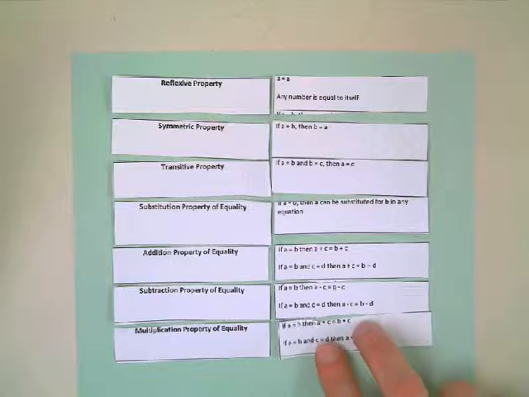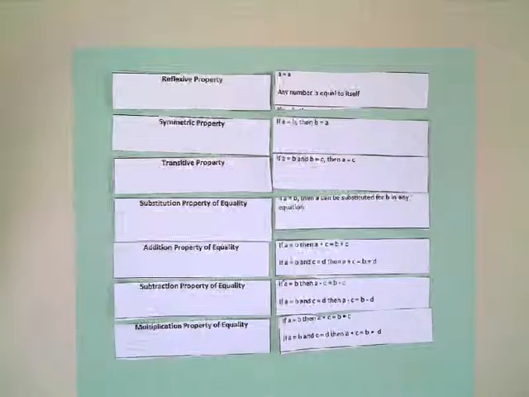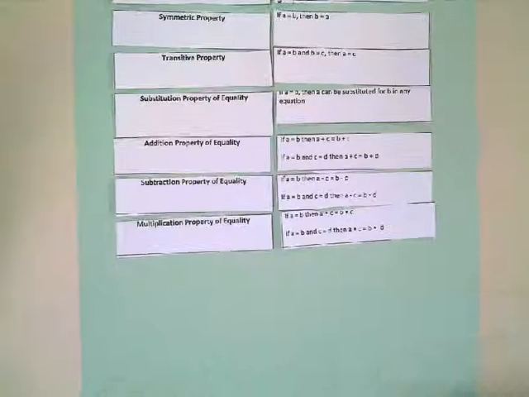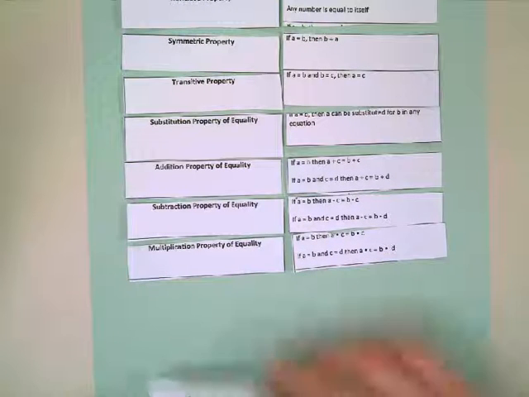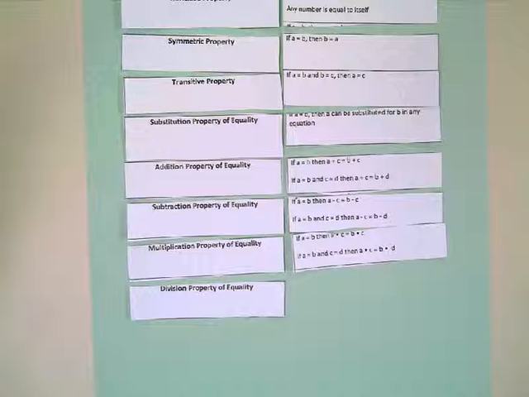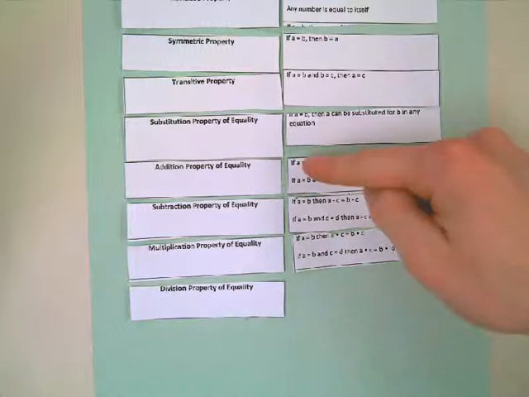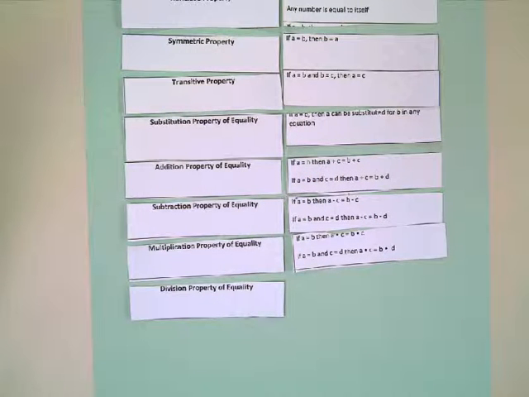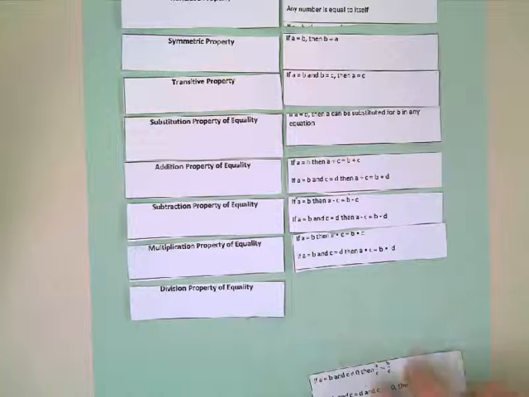All right, and the last of those kind of equation properties is the division property of equality. Right? Which one's the division property of equality here? Well, all of these start out if A equals B, if A equals B, if A equals B. So there's one other if A equals B, and it's right here. It says if A equals B and C is not equal to 0, then A divided by C is equal to B divided by C.